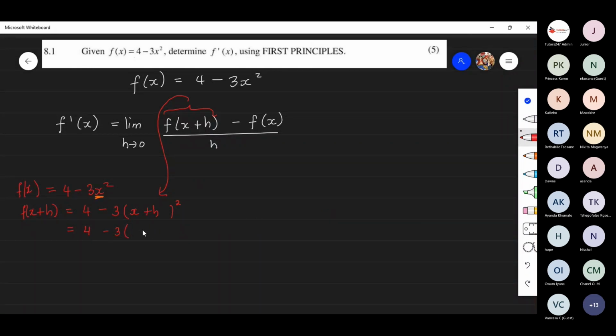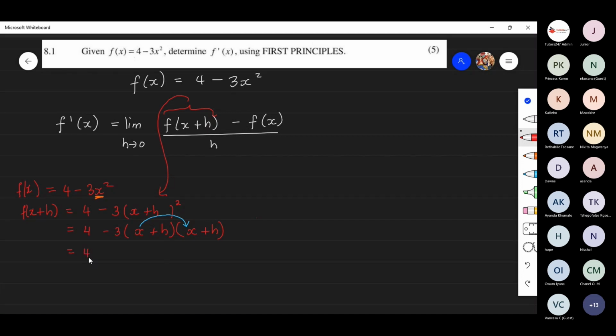So here we're going to have x plus h, x plus h. We repeat our brackets twice. From that point, we are going to use our FOIL method. So the first term times the first term, and that is going to give us x squared.